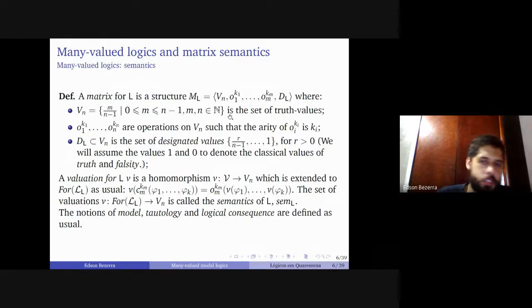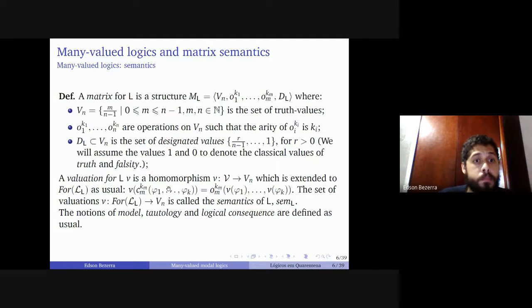The matrix is a structure where we have a set of truth values, a set of operations, and a subset of the set V_n, which we call the set of designated values. Here I adopted the traditional notation of rational numbers, where 1 denotes true and 0 falsity, and then the intermediate values are the non-classical values. The evaluation for L is a homomorphism, which can be extended to the whole set of formulas in the traditional way. Notions of model, tautology, and consequence are defined as usual. Tautology is the uniformity of designated values for every evaluation. The logical consequence is the preservation of designated values from the premises to the conclusion.